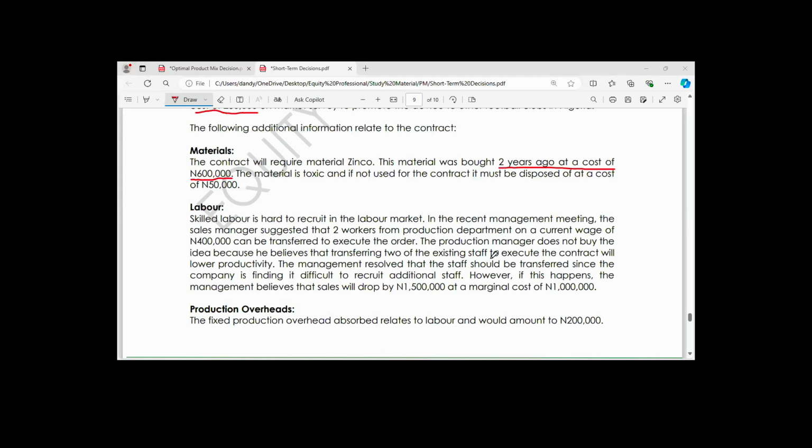The production manager does not buy the idea because he believes that transferring 2 of the existing staff to execute the contract will lower productivity. The management resolved that the staff should be transferred since the company is finding it difficult to recruit additional staff. However, if this happens, the management believes that sales will drop by 1.5 million at a marginal cost of 1 million naira. Production overhead. The fixed production overhead absorbed related to labor and would amount to 200,000.